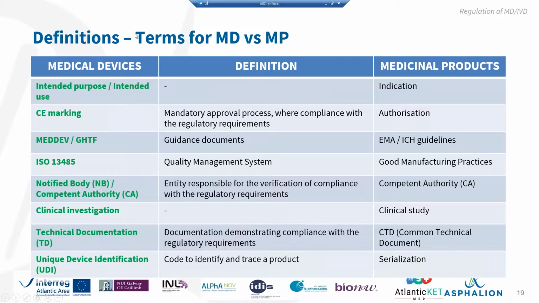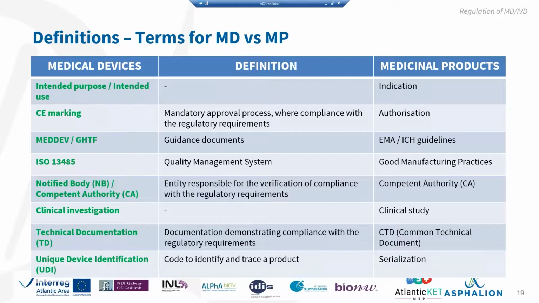So besides these economic operators, there are certain terms that should be known to anybody who has to work with medical devices. For instance, the intended purpose or intended use. This is what the device is going to be used for. This is a similar definition as the indication for medicinal products. Then we have the CE marking, which is the approval process that the devices have to comply with, and this would be an equivalent to the authorization of medicinal products. Then we've got the MEDDEV guidance documents, which are somewhat equivalent to EMA and ICH guidelines.